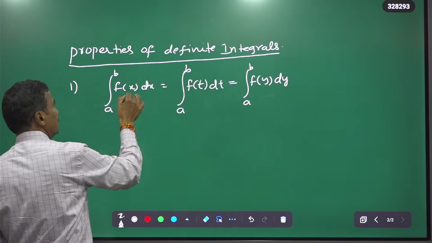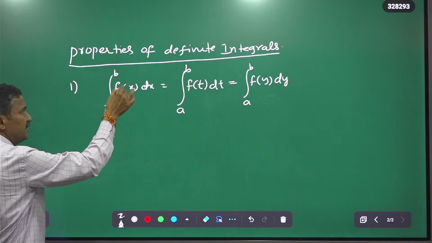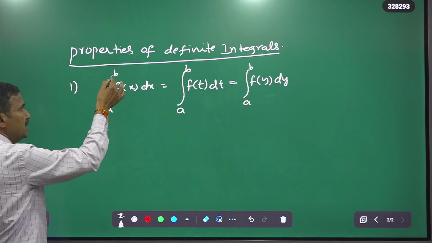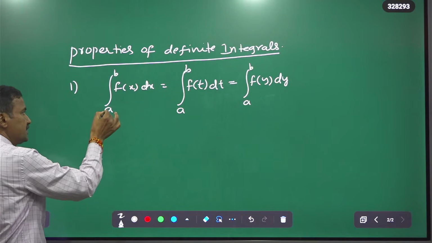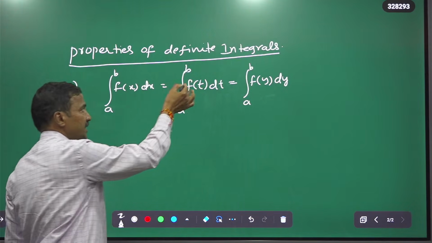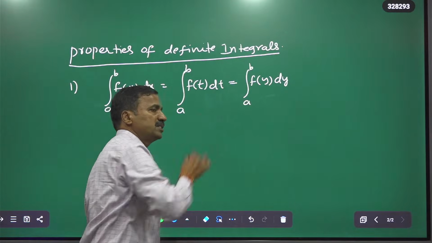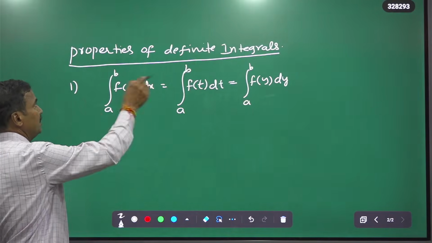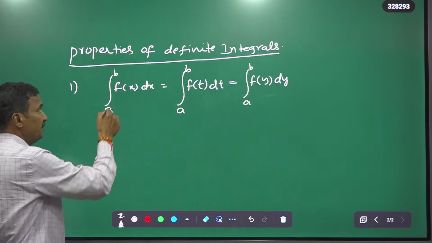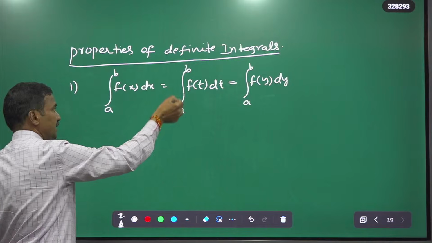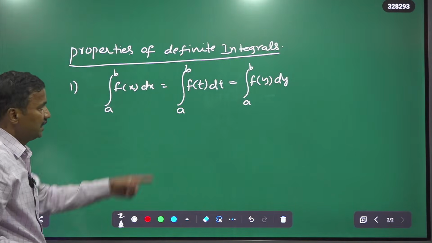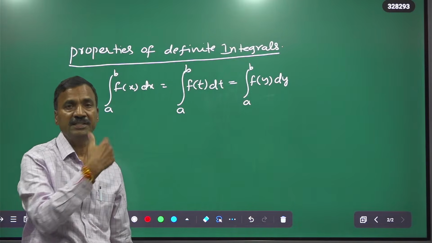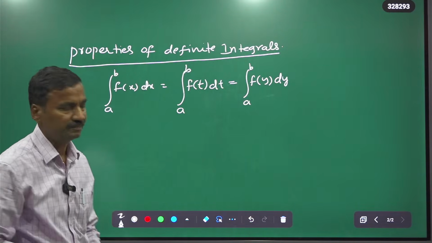In this case, in f of x dx, f is a function of x, so we have to integrate that function with respect to x. Then these are the limits of the function x. This is called the lower limit, this is the upper limit. Similarly, here the variable is t and here the variable is y, so these are all equal. This is the first property of definite integrals: whatever the variable, we can change it like this, and the value is equal.